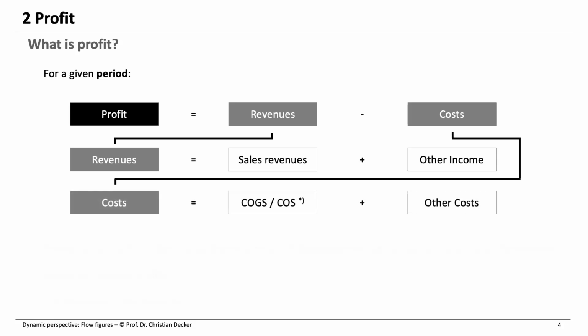Costs are equal to COGS or COS plus other costs. COGS or COS are abbreviations that stand for costs of goods sold or cost of services sold. COGS or COS include all direct costs while producing goods and/or services that are sold or provided to customers. Other costs are costs that cannot be directly linked to the production of goods or the provision of services. Examples are overhead costs, not related to production, general marketing and sales costs, research and development costs, etc.